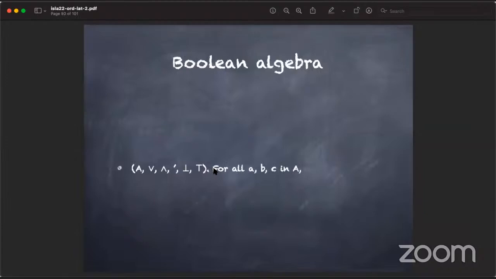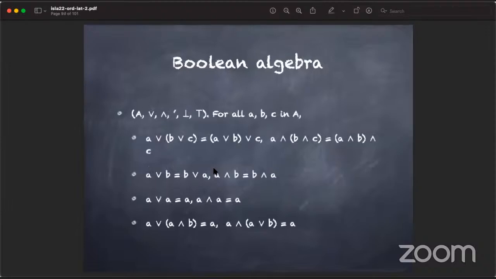We have that for all a, b, c in A, we have the lattice conditions. Of course, any one collection of conditions would have sufficed, but just for the sake of it, I have written both the conditions. So we have the associativity of join and meet, the commutativity of join and meet, the idempotency of join and meet, and the absorption laws of join and meet. So these are given by the lattice conditions.